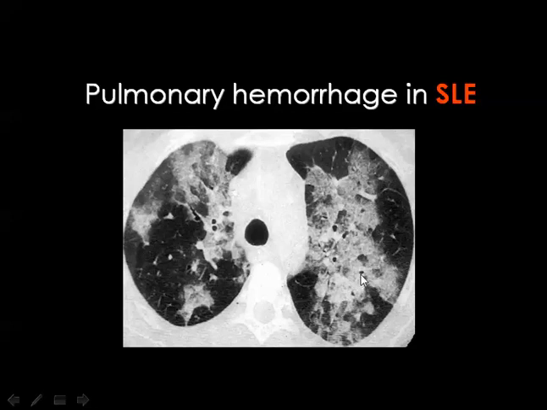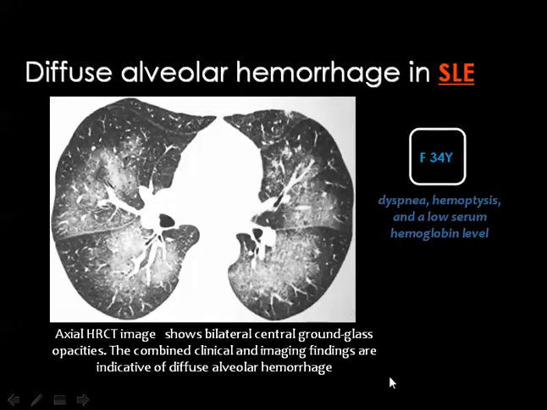One of the important things here is the opacities are not peripherally distributed. They are central, more central towards the hilum. Then, in the presence of this positive history, you diagnose this as pulmonary hemorrhage.